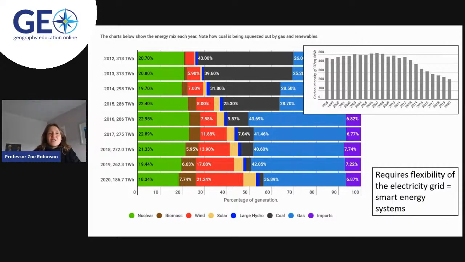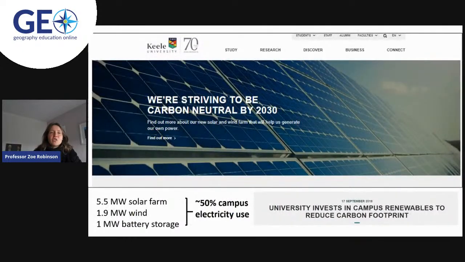And linked to that, this diagram up on the right tells us about what we call the carbon intensity of our grid, which is how much carbon dioxide is embedded within each kilowatt hour of electricity produced. We can see that actually there's much less carbon dioxide produced for every kilowatt hour produced. Now, again, I just want to quickly talk about Keele.